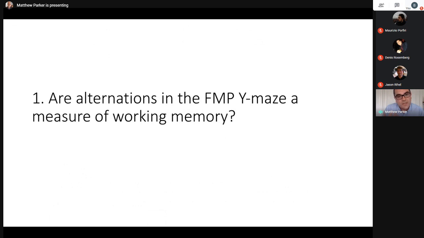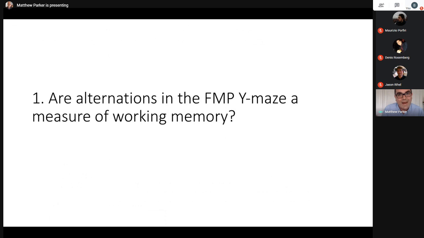So in terms of working memory, we're talking about a process by which the animal is performing a behavior that relies on a memory of the previous behavior that was done. And if it doesn't have that memory, if it's not based on memory, then there's no reason to think that the animal would do anything other than random search.